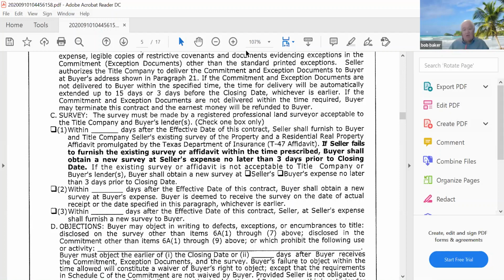So while we're talking about a reasonable number of days, let's look at number 6. What's a reasonable number of days for objections by the buyer? So you've got that small blank in 6D. And it's a number of days or closing, whichever was earlier. You don't get to extend the closing for the number of days. So how much time does a buyer have or should have to be able to make objections? Any ideas?